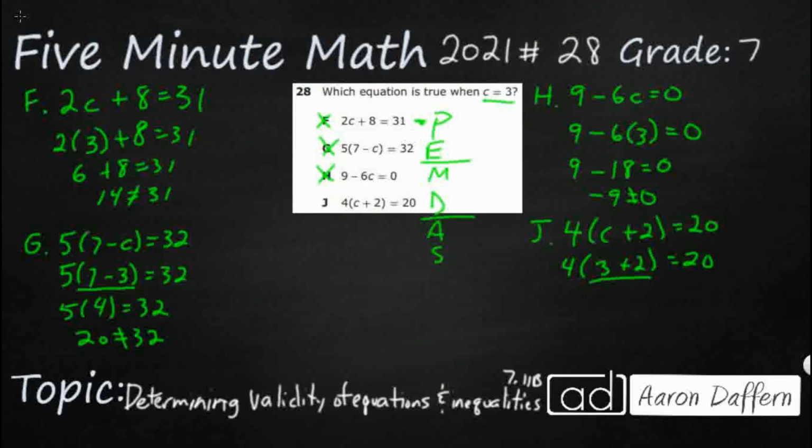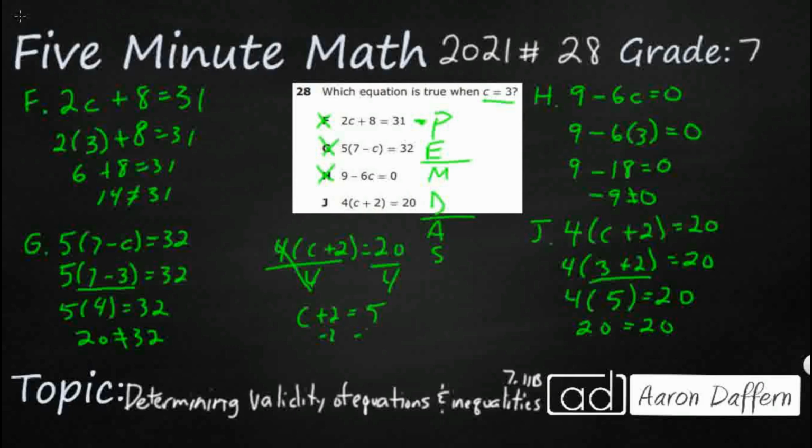And so we're going to do 4. So 3 plus 2, that's going to be 5. Aha! Now we see it. So 4 times 5 definitely makes 20. So J here is going to work, right? And if we wanted to, we also could have done a little bit of isolating the variable. We could have divided both sides by 4. That would have been c plus 2 equals 5. Then subtract 2 from both sides. That would have given us 3. Our answer here is J.